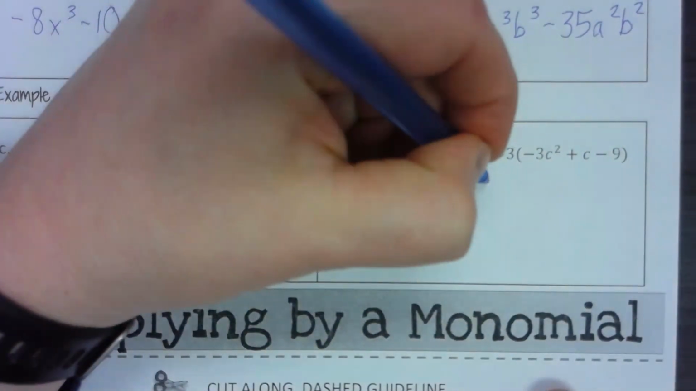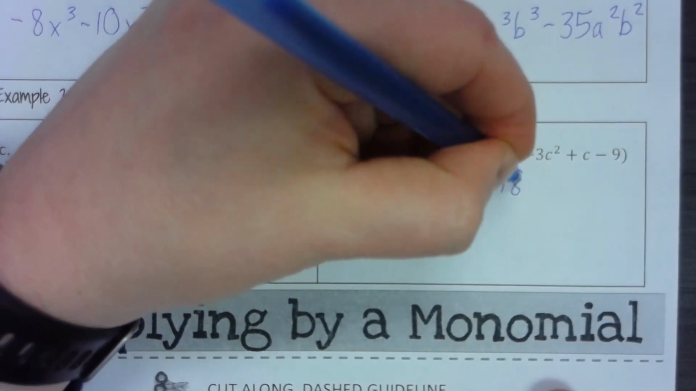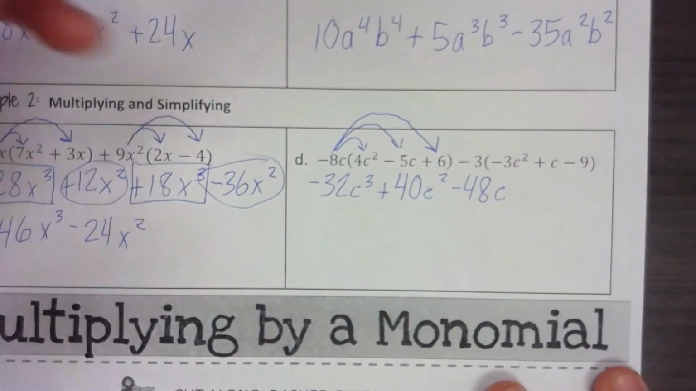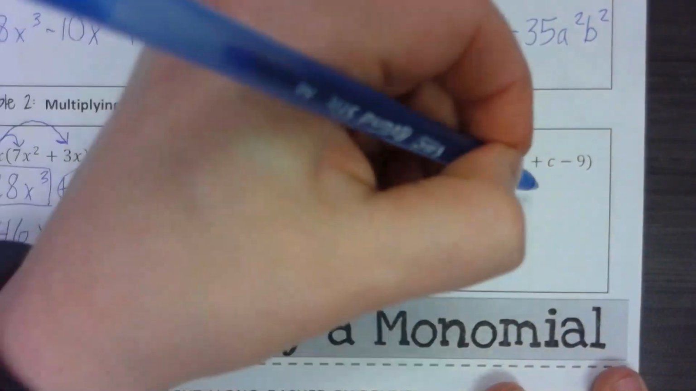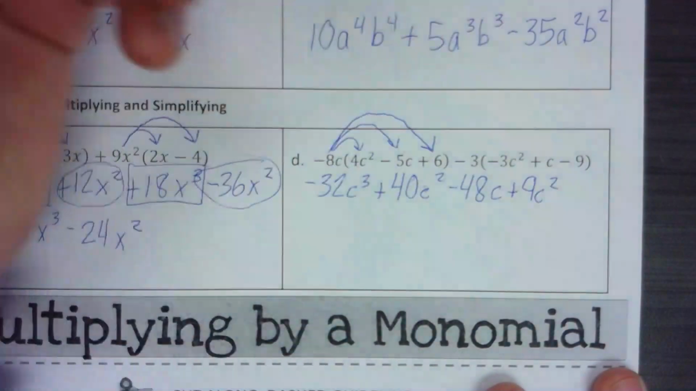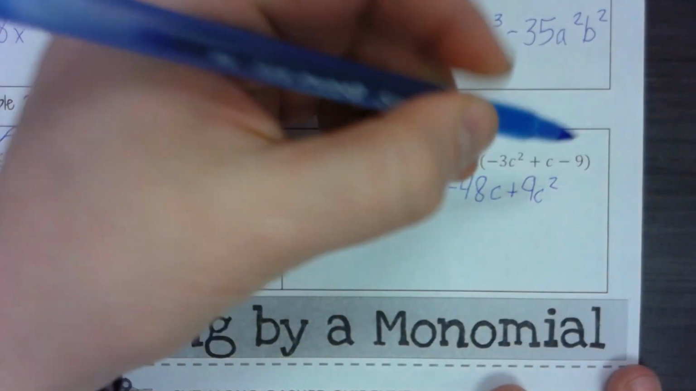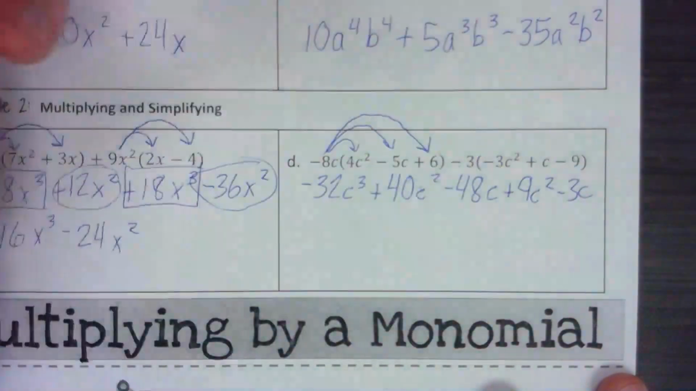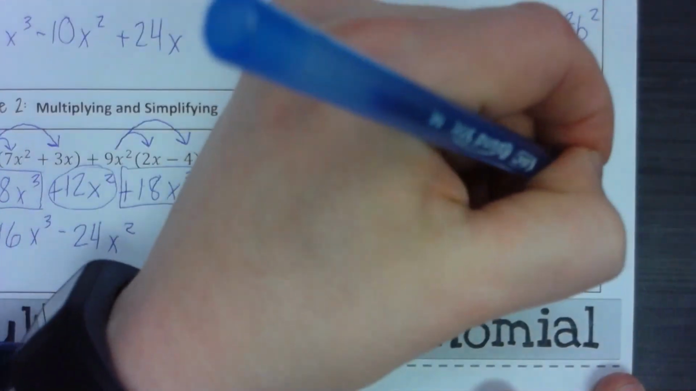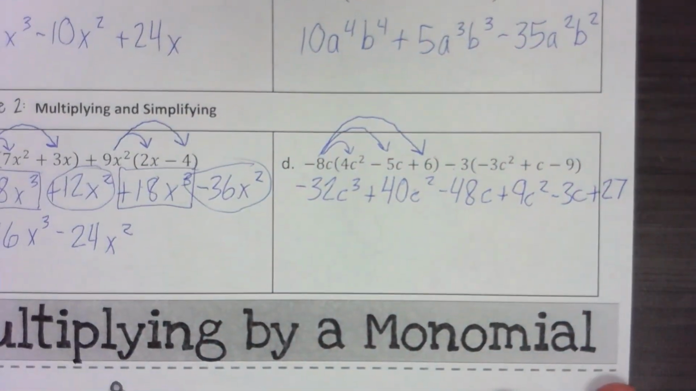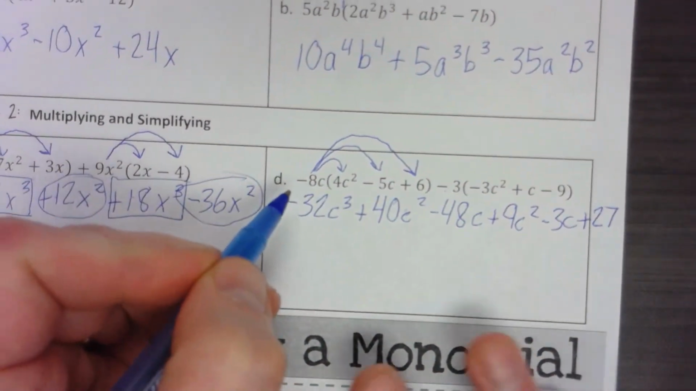Negative 8 times 6 is negative 48. And there is a c right here. A negative times a negative is a positive 9 c squareds. Negative 3 times 1 is negative 3c. A negative times a negative is a positive 27. Okay, now we got to combine like terms.